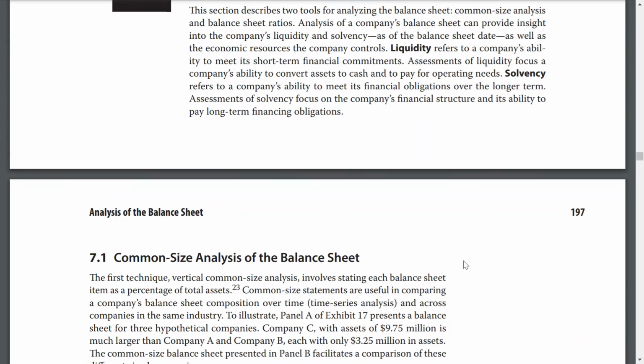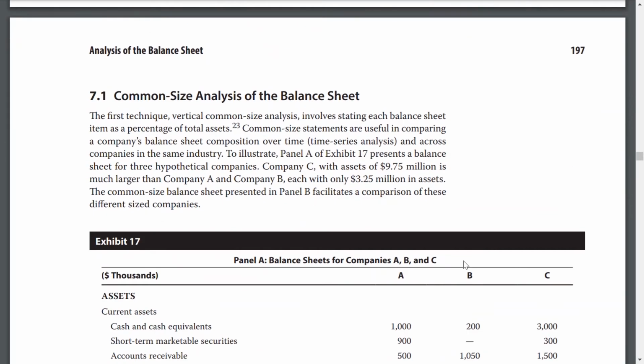Common size analysis of the balance sheet. The first technique, vertical common size analysis, involves stating each balance sheet item as a percentage of total assets. Common size statements are useful in comparing a company's balance sheet composition over time and across companies in the same industry. To illustrate, panel A of Exhibit 17 presents a balance sheet of three hypothetical companies: Company C, B, and A.